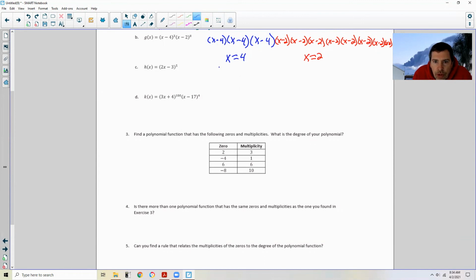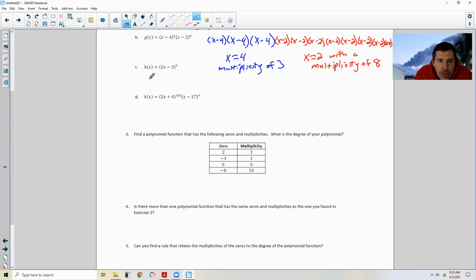Okay, x equals 4 has a multiplicity of 3. And x equals 2 with a multiplicity of 8, so that factor appeared 8 times. That's the multiplicity. So I'm not going to write this out again. That was the only time I'm going to do that.